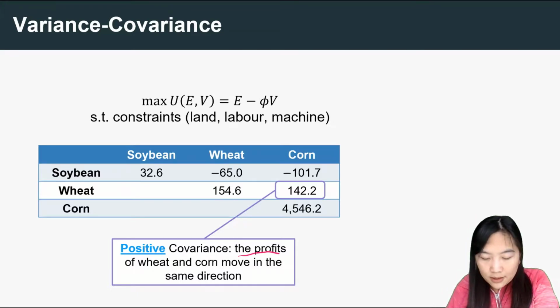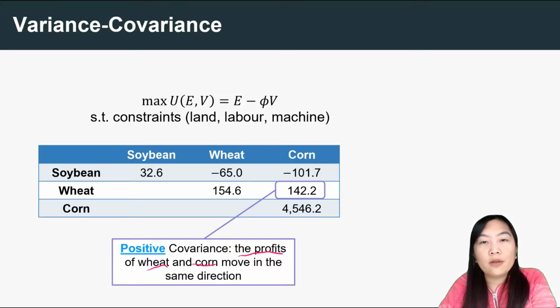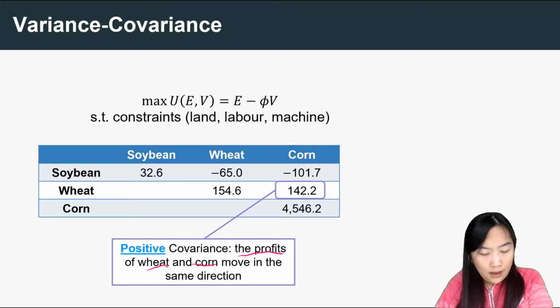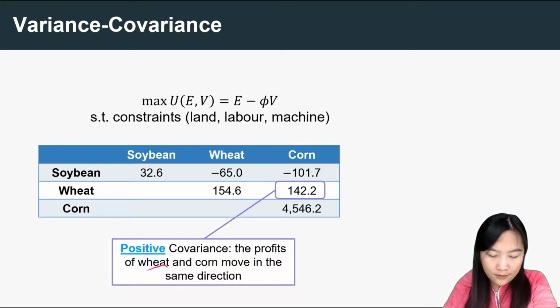That means the profits of wheat and corn move in the same direction. So if the profit of wheat is higher due to some circumstances, then the profit of corn will also be higher. So those two profits move in the same direction. That's why it has a positive covariance.